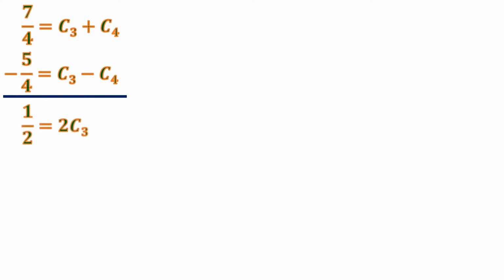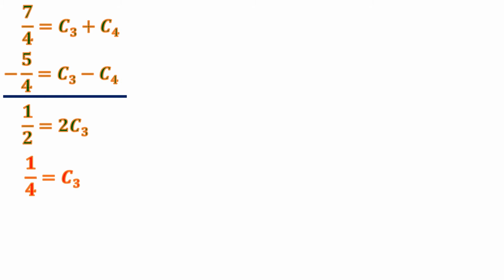So combining 7/4 and -5/4 is 1/2. C3 and C3 is 2C3, and the C4 is 0. And then divide both by 2, it will be C3 equals 1/4.